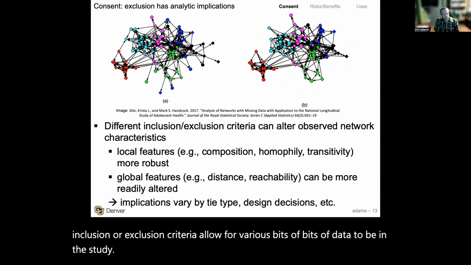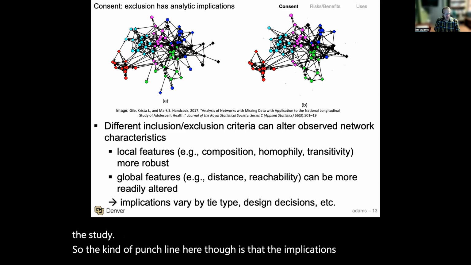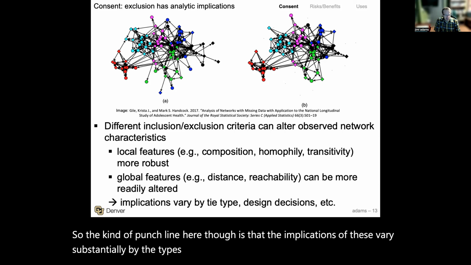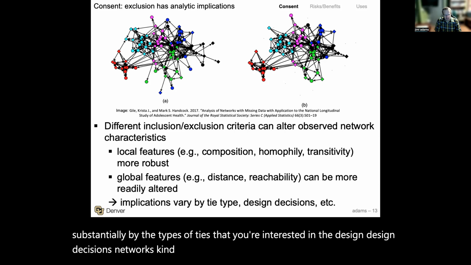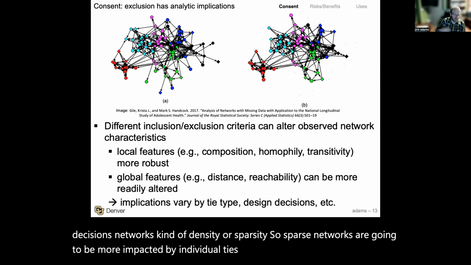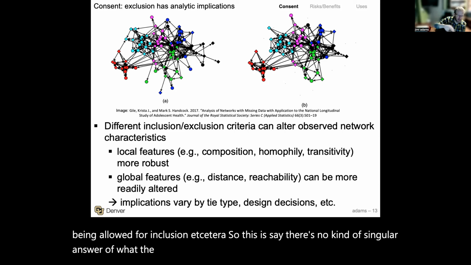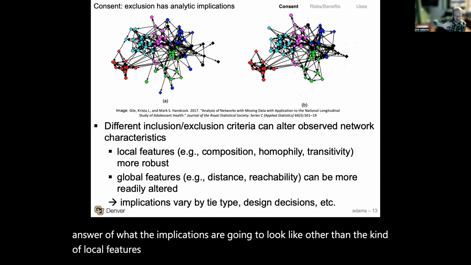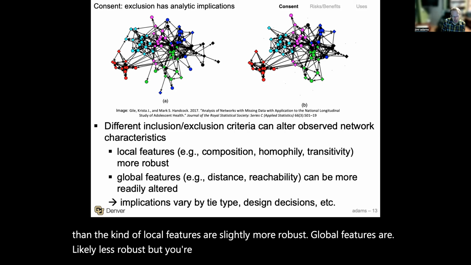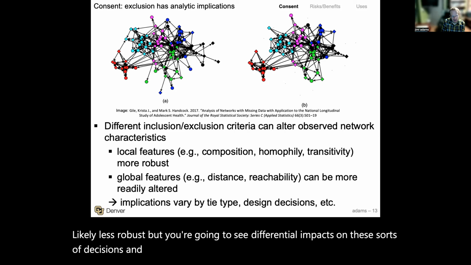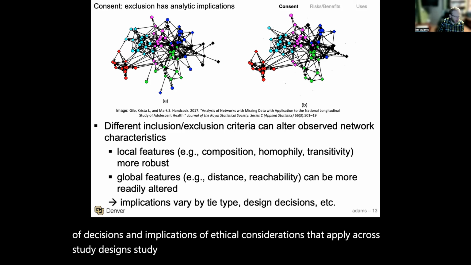So the punchline here, though, is that the implications of these vary substantially by the types of ties that you're interested in, the design decisions, networks' density or sparsity, right? So sparse networks are going to be more impacted by individual nodes or ties not being allowed for inclusion, et cetera. So all this is to say, there's no singular answer of what the implications are going to look like, other than that local features are slightly more robust, global features are slightly less robust, but you're going to see differential impacts on these sorts of decisions and implications of ethical considerations that apply across study designs, study types, locales, et cetera.